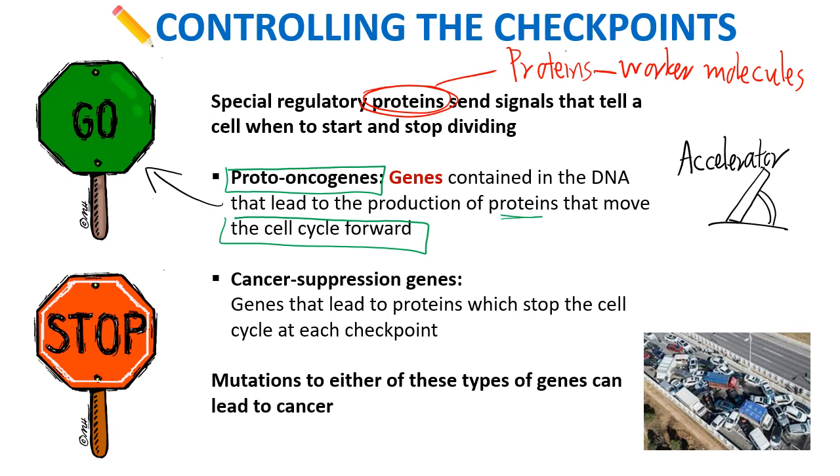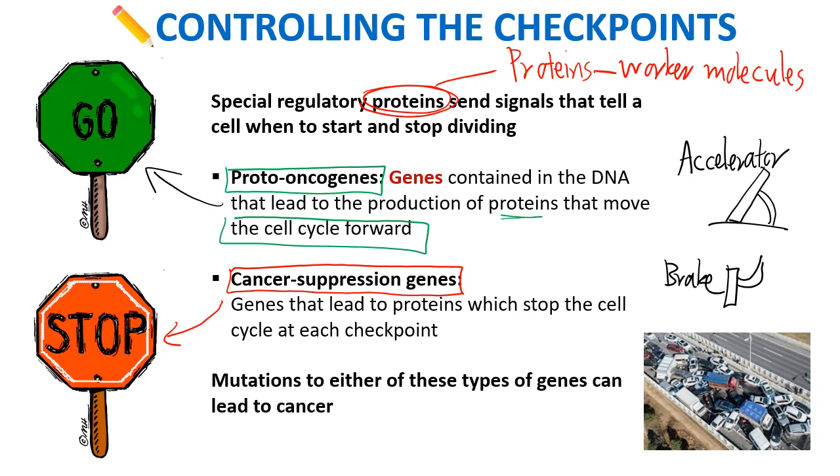There's another category of genes called cancer suppression genes. And as the name suggests, their job is to stop cancer from happening. So the proteins that these genes make are there to stop the cell cycle at each checkpoint and make sure everything happens and everything's repaired before we go on. So the cancer suppression genes, if we're thinking like a car, they're more like the brake pedal that's going to stop the cell cycle at the right place. So we've got our accelerator genes and we've got our brake genes.